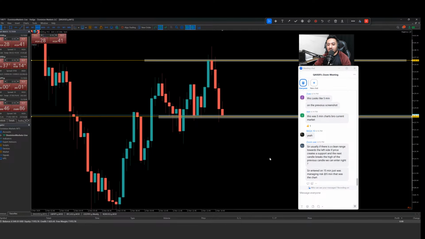So usually if there is a clean range towards the left side, if price creates a support and the next candle breaks the high of the previous candle, we can enter, right? Yeah, exactly. So enter on 50 minute just for managing risk. At 5 minute, that was the chart. Okay, all right, just got your point now. So you execute depending on the 50 minute because you are getting a bigger stop loss on the 30-minute time frame, am I right?